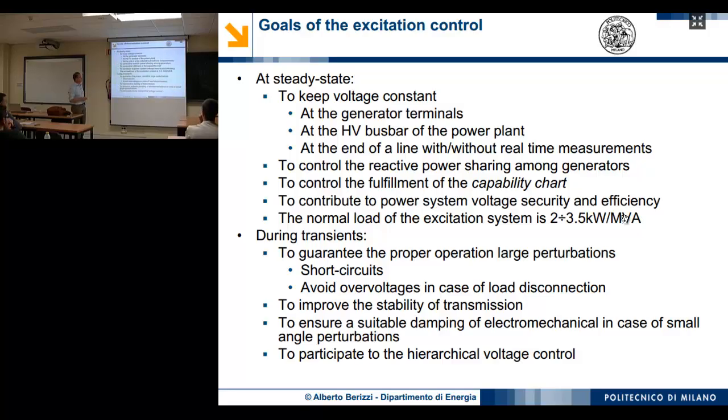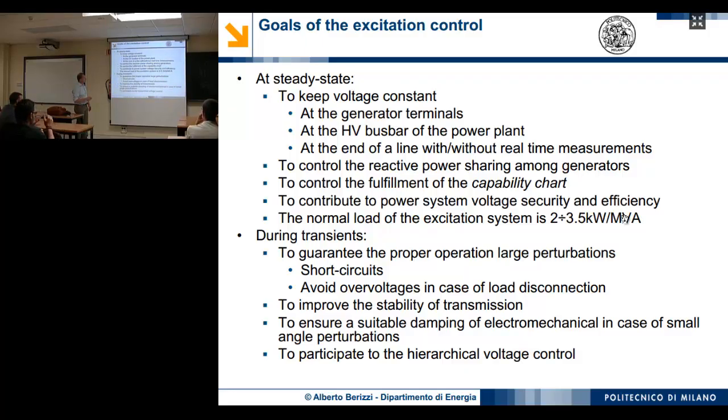Keeping the voltage constant is very easy to understand, but there are also some other goals of the excitation system of a generator. To control reactive power sharing among generators. If you have 4 generators in the same power plant, you don't want the first one to produce 100 megawatt, and the second one 20, the third one 0, and the fourth one minus 40, because that would be crazy. So you want possibly to share among the 4 generators, depending typically on their rating, and if they are equal, the same amount of reactive power.